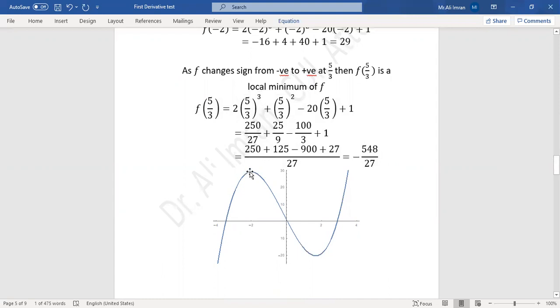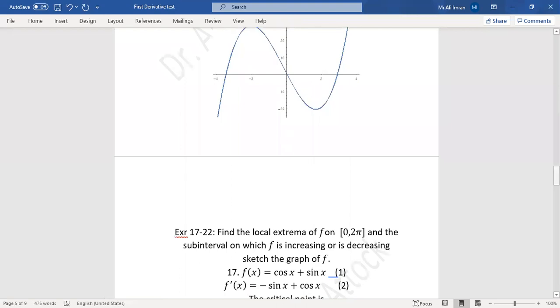This is the point where the function has a local maximum, whose value is 29. You can see that this is 29, and this is the point where the function has the minimum value, which is minus 548 divided by 27.